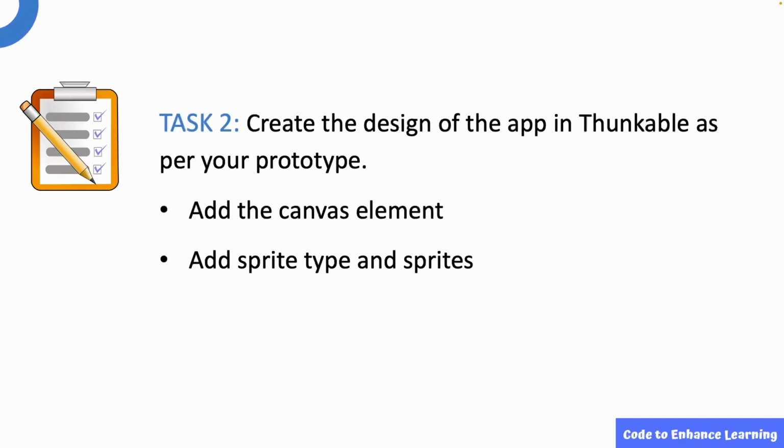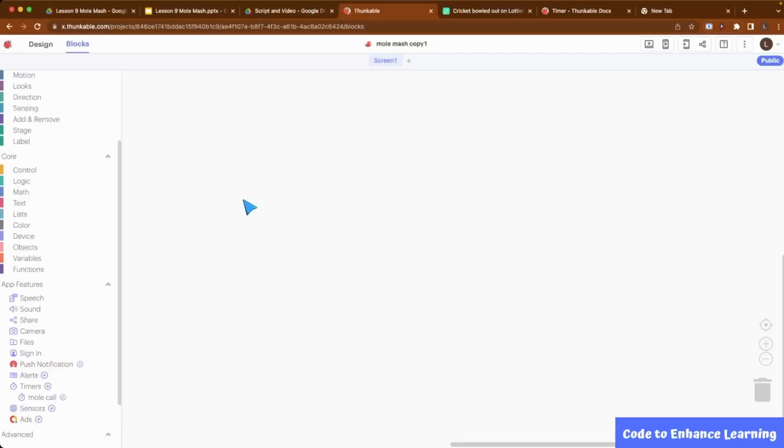This brings us to task 2. Create the design of the app in Thunkable as per your prototype. Add the canvas element and add sprite type and sprites. Let us now look at the variables we need to create for our app.